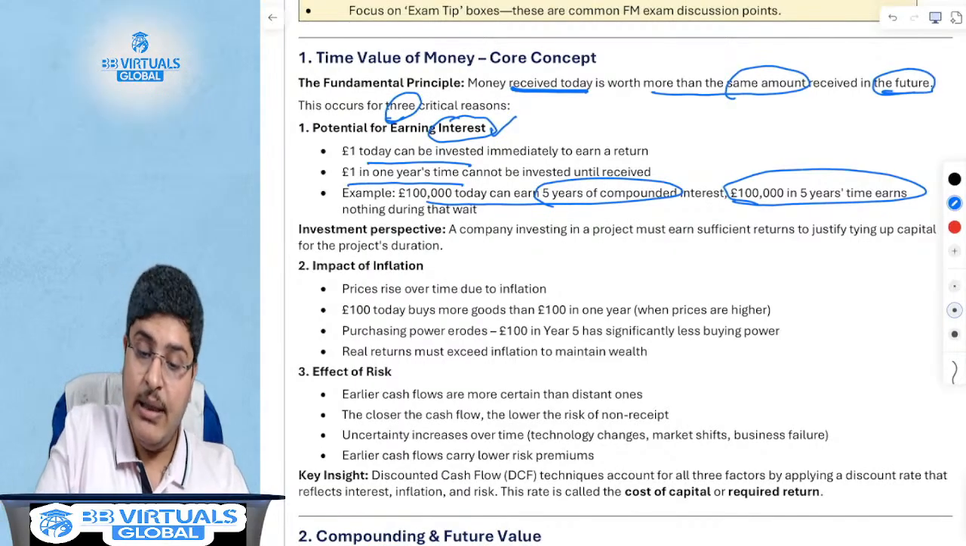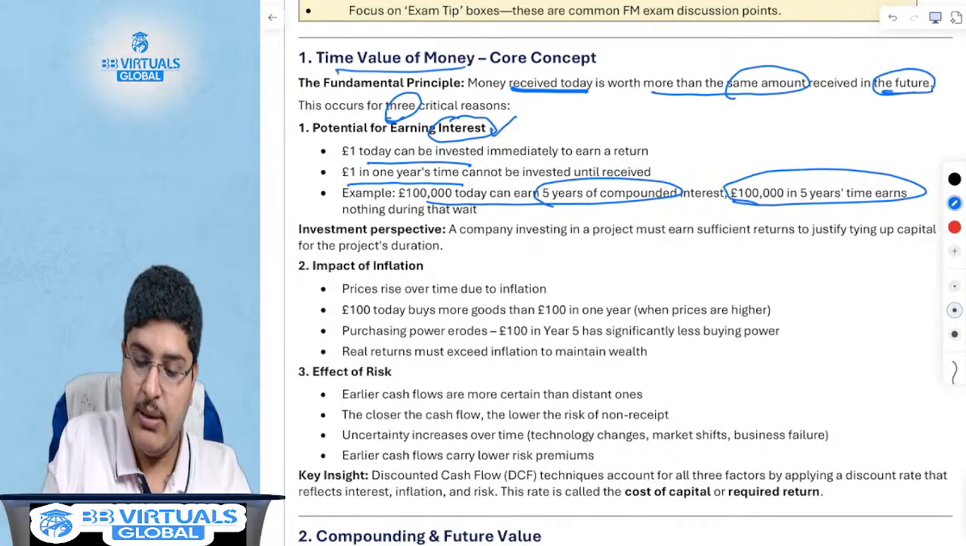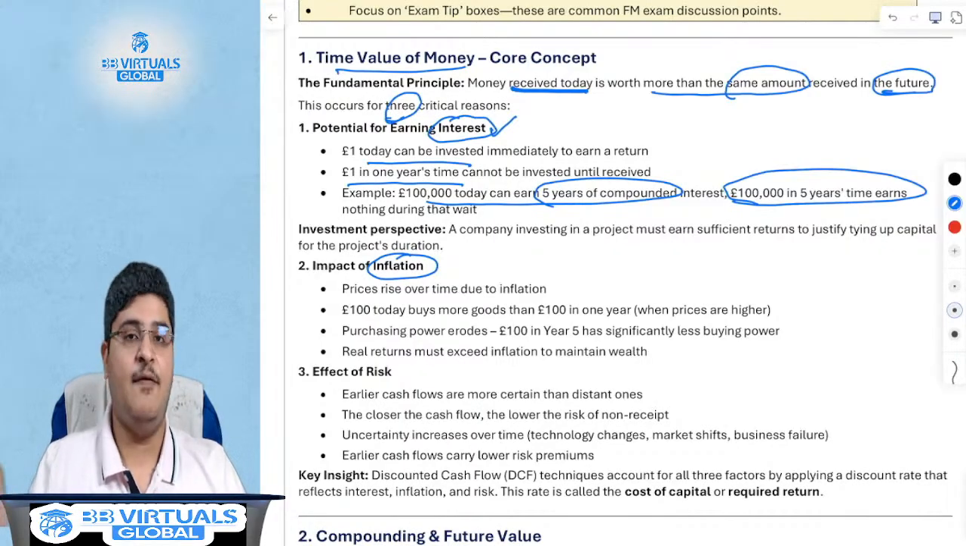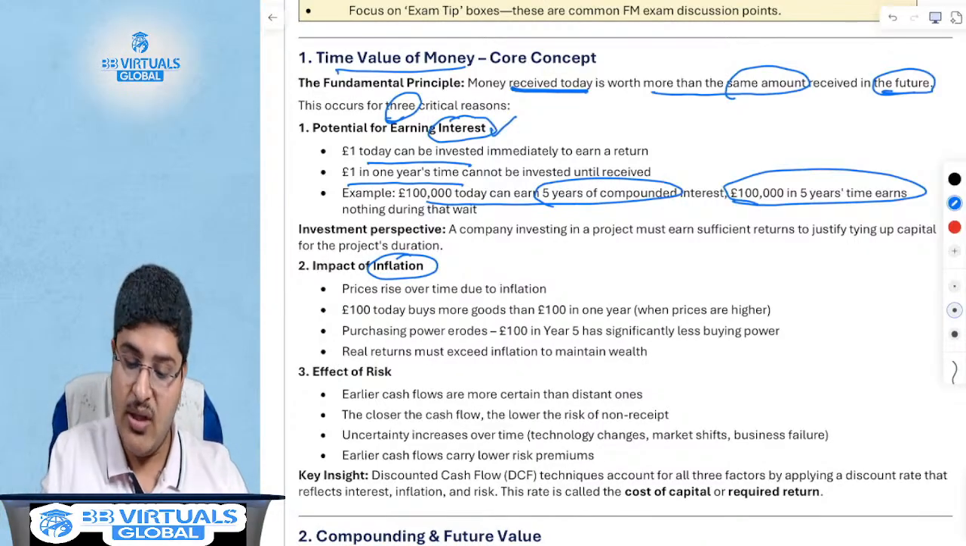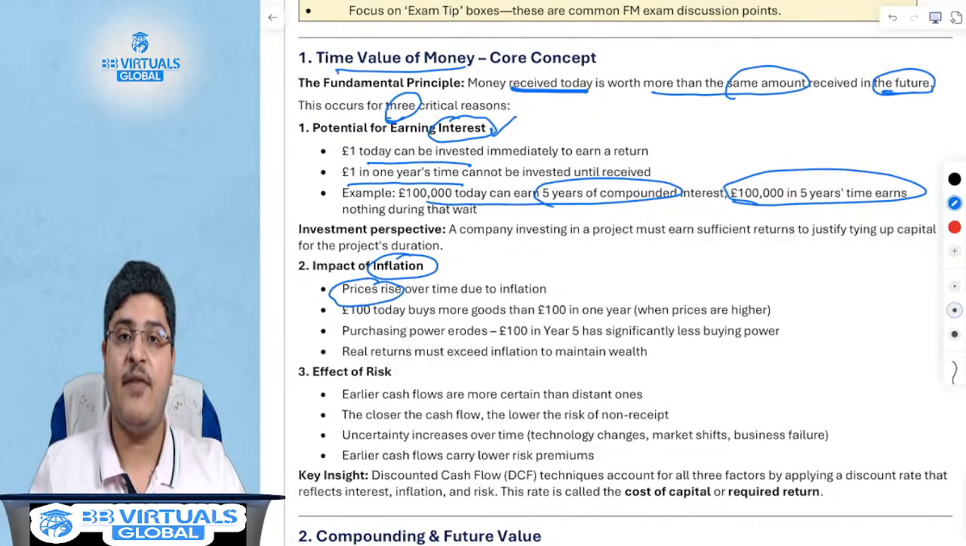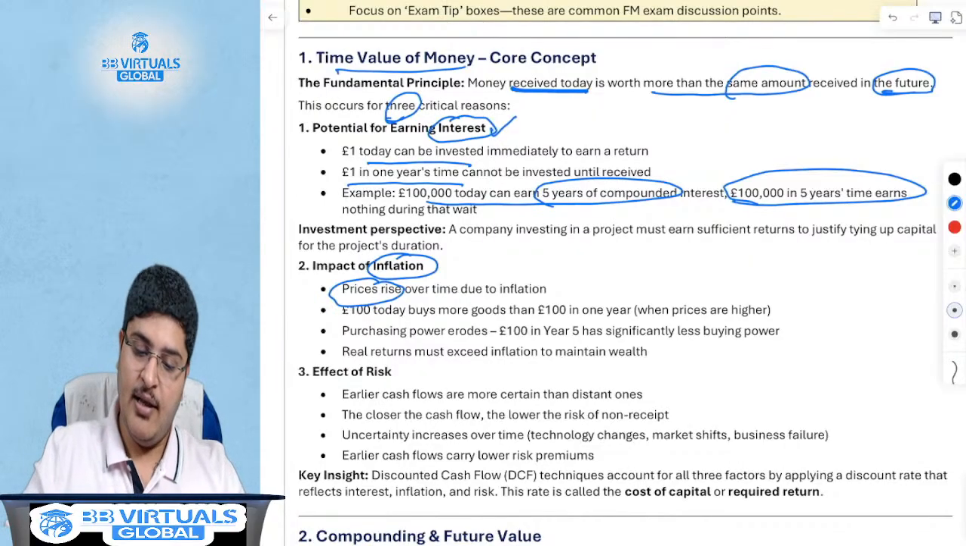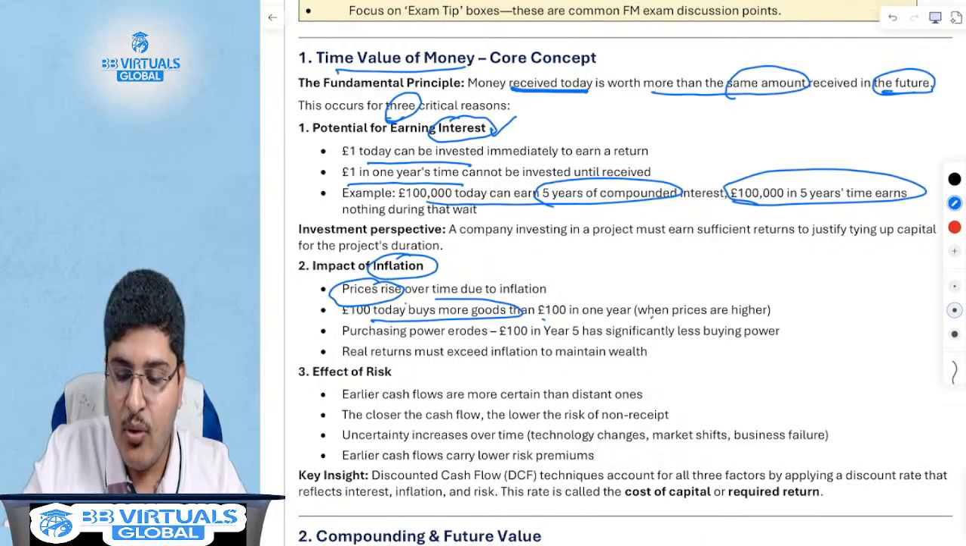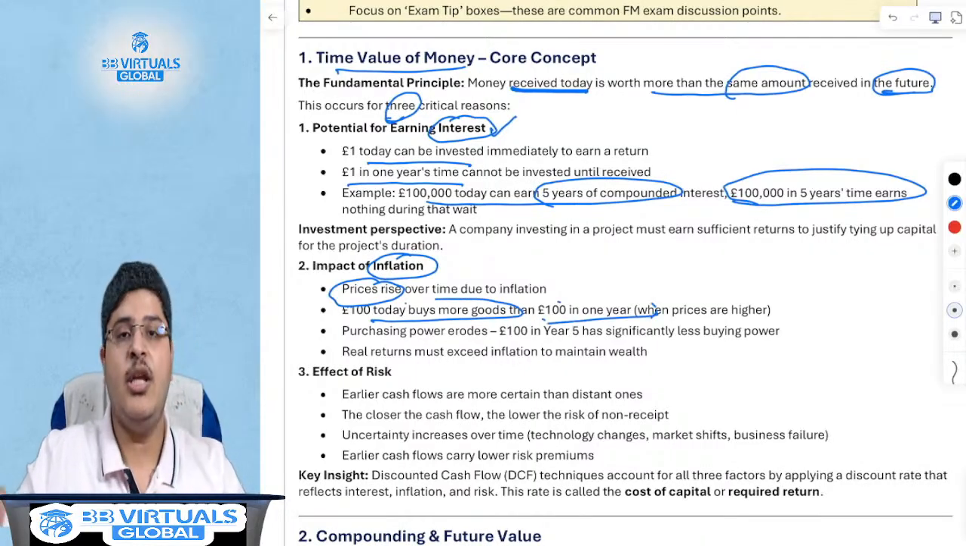Why is there a need for the concept of time value of money? Because there is inflation. The same pizza that costs 400 rupees today will cost much higher, let's say 800 or 900 rupees, 5 years hence, because prices rise over a period of time because of inflation. The 100 rupees today will buy more goods than 100 rupees in a year from now.